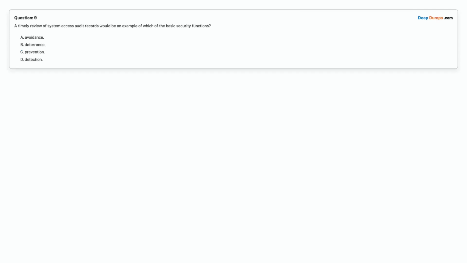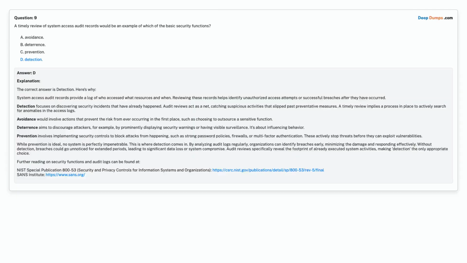Question 9. A timely review of system access audit records would be an example of which of the basic security functions? Option A. Avoidance. Option B. Deterrence. Option C. Prevention. Option D. Detection. Choose the correct answer. Correct answer is Option D. Detection.